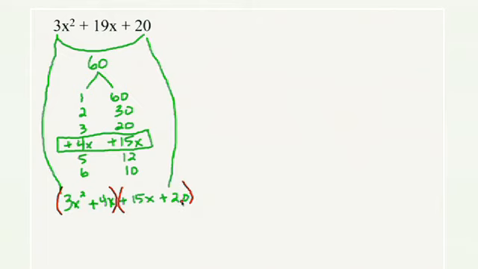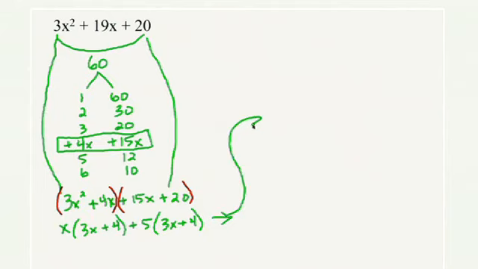Out of the first two, we can take out an x and that leaves us with 3x plus 4. Out of the second two, we can take out a 5. And again, we end up with 3x plus 4. This leads us to our final answer, and I'm going to bring this up because we want to show you a little trick with this. Final answer is 3x plus 4, parentheses, x plus 5.